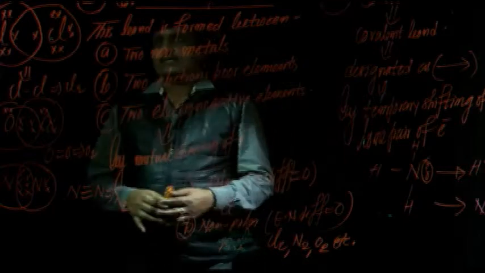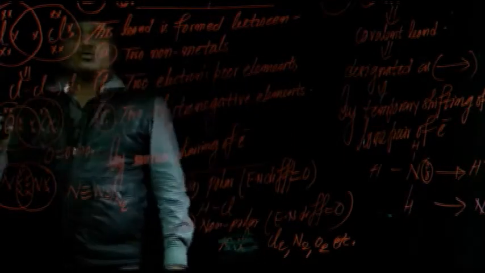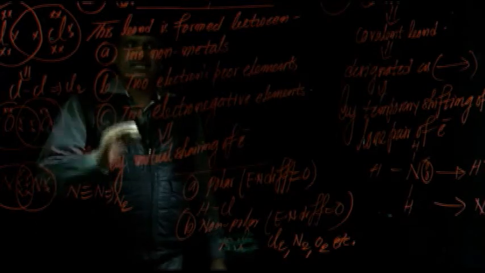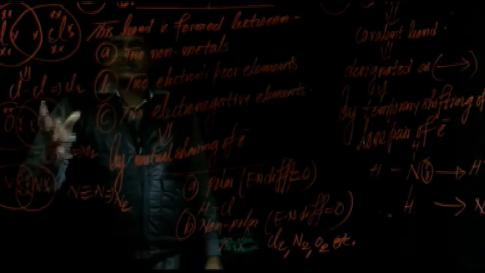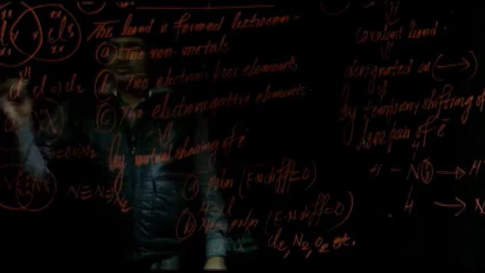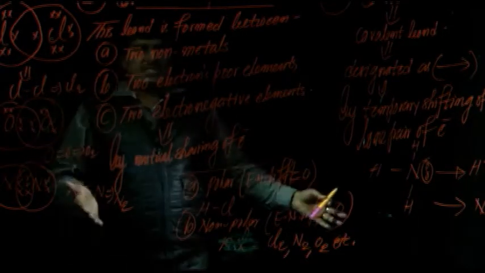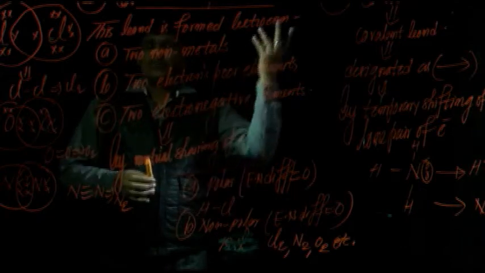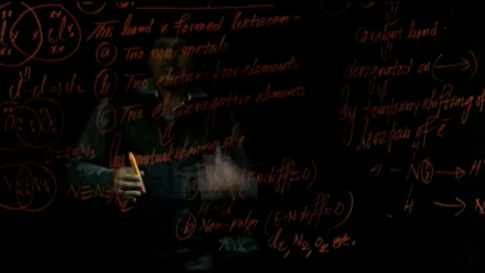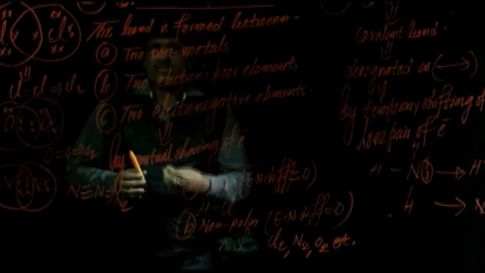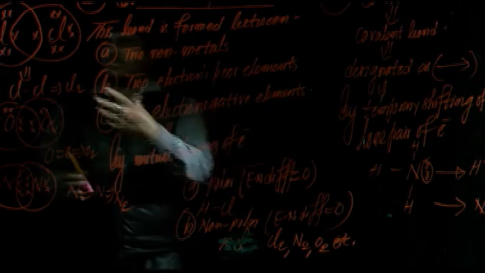But the second topic which is very important is how to calculate the total number of bonds without drawing or seeing the structure of a particular compound. This question is asked almost every year in different entrance exams. Last year the question was asked: what is the total number of bonds in P4O6? So we must be aware of how to calculate the total number of bonds without drawing the structure.